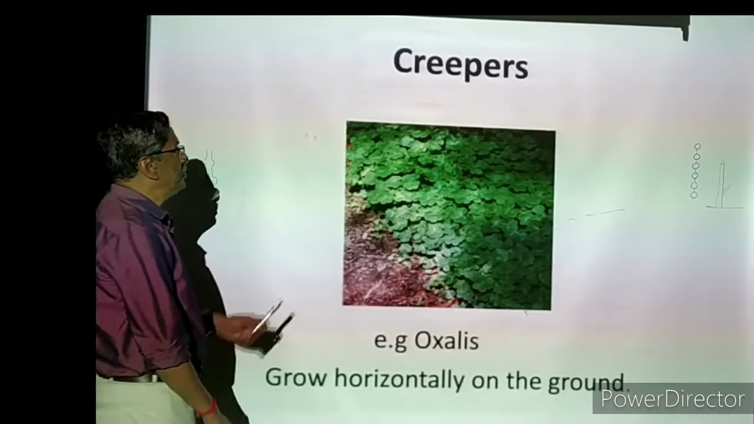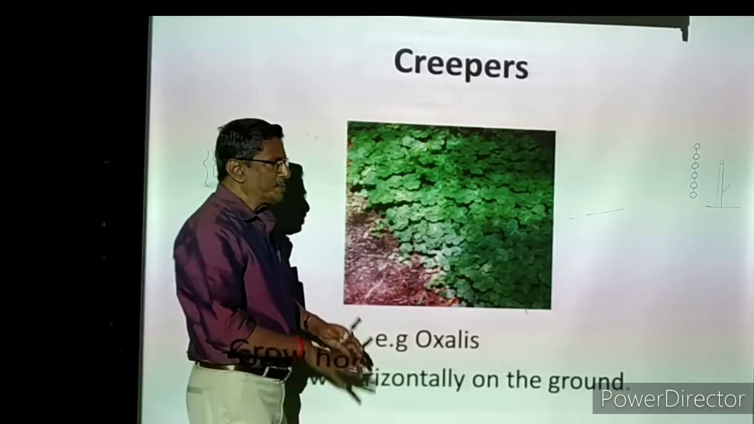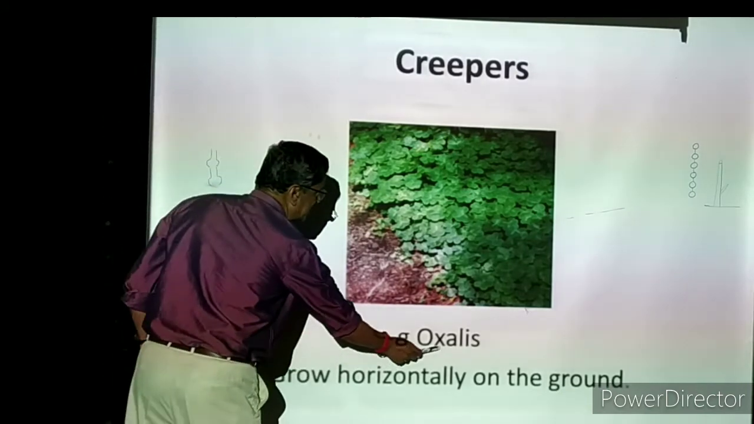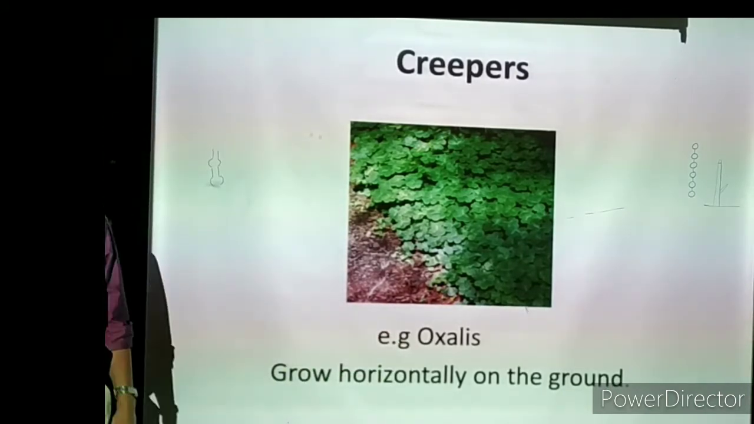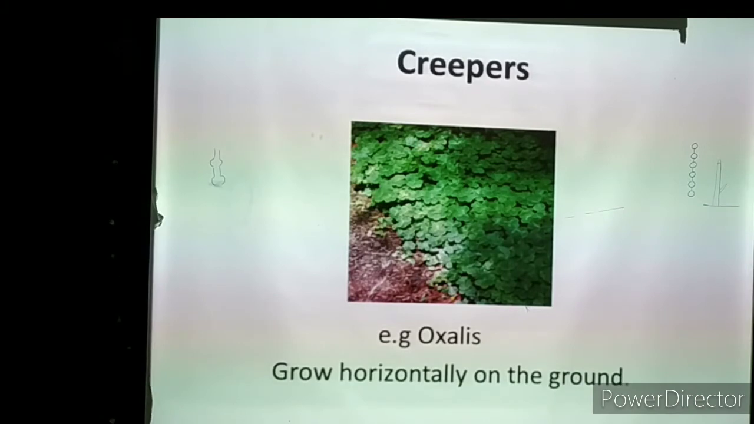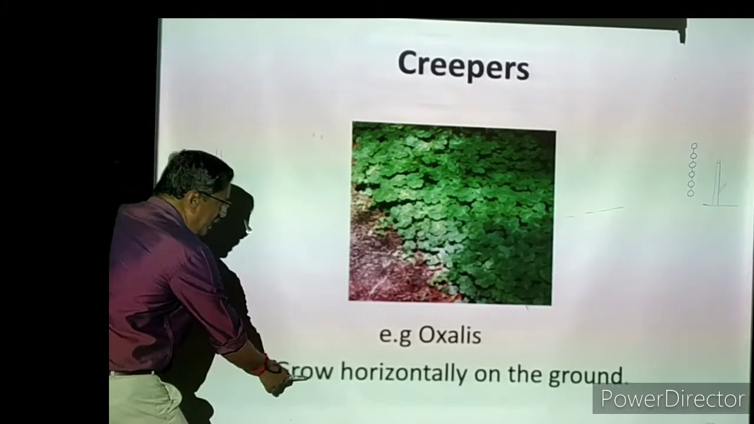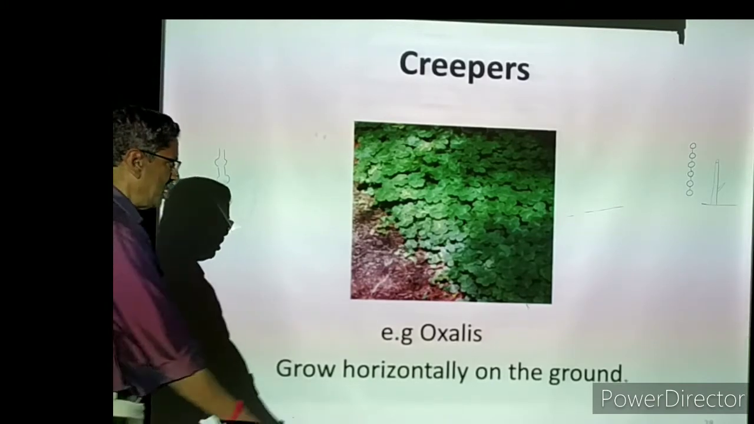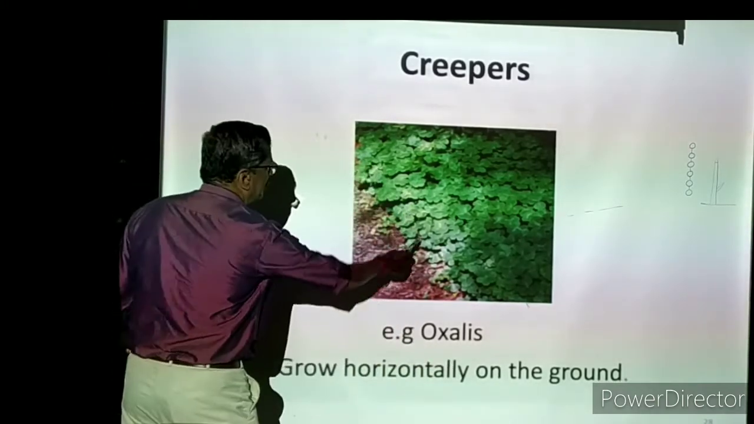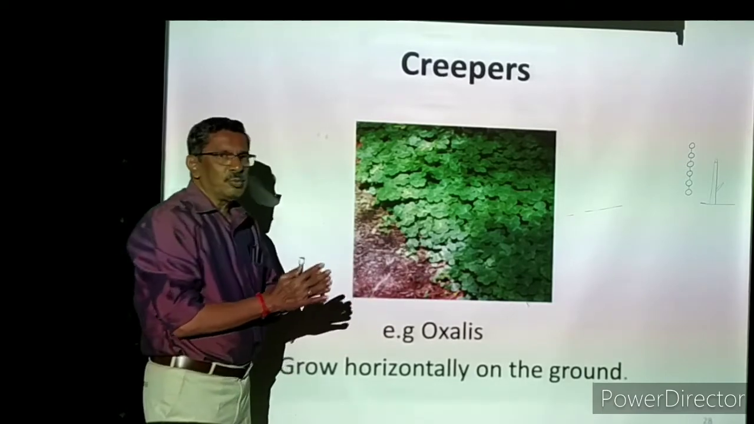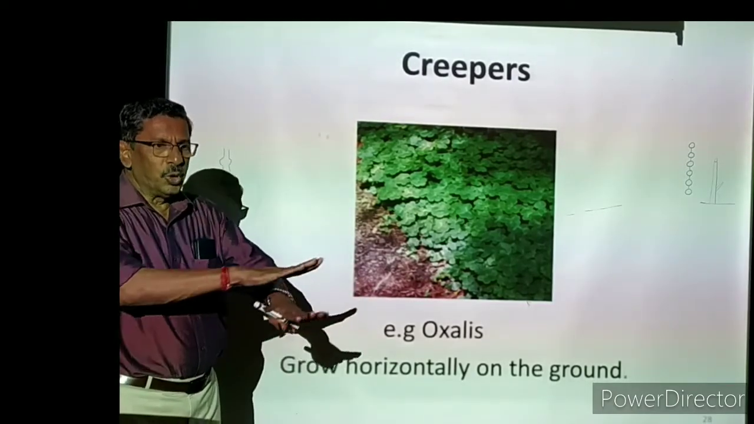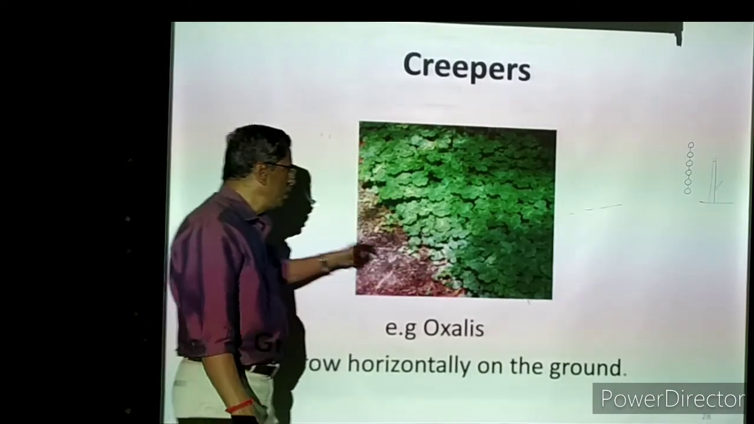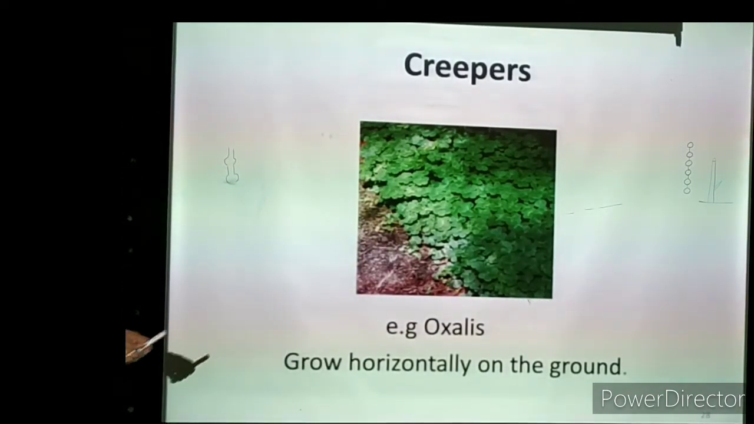Now we are coming to the creepers. I told you, the creepers are spreading on the ground. The example for this is oxalis. Normally the oxalis will be growing in a place where too much moisture is there in the soil. They grow horizontally on the ground. If you take one plant, it is spreading, so the whole ground will be covered by the plant. It will be completely green in color. The whole region is green, covered like that.